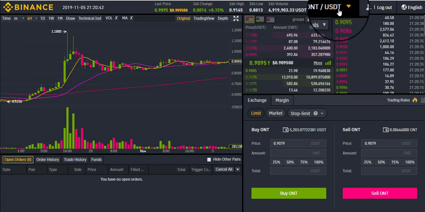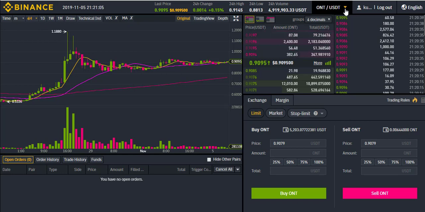At the top right of the page, you'll notice that it says ONT/USDT. This is the current pair that we're trading on. So in this case, it means that if you wanted to buy ONT, which is ontology, you would be spending Tether USDT to purchase ontology. And if you wanted to sell ONT, so for example, let's say you owned ontology and you wanted to sell it, you would sell your ontology in order to gain USDT, which is Tether.